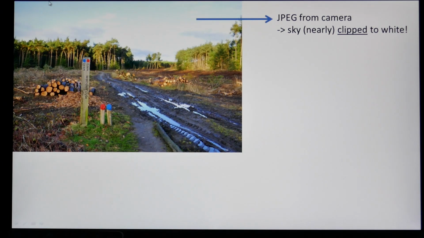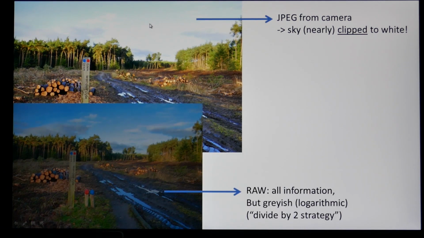Now, the other thing which can happen, as I said, is clipping, or almost clipping. So we represent this with almost the same values, and then you lose the structure of the sky. Actually, it may be there in the raw, but the problem with the raw is we have now this squeezed divide by 2 representation, so everything is a little bit grayish. Actually, it doesn't just divide by 2, but it also raises the blacks. So this doesn't look nice either.